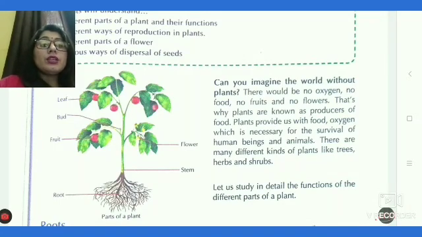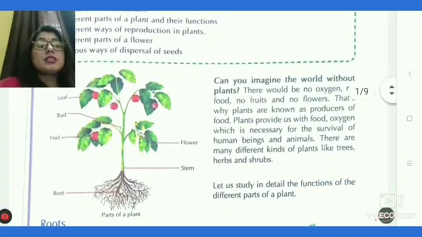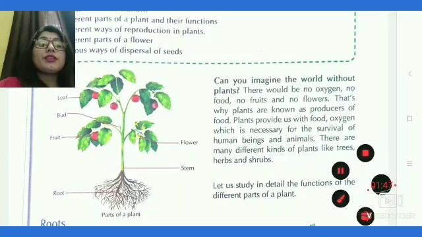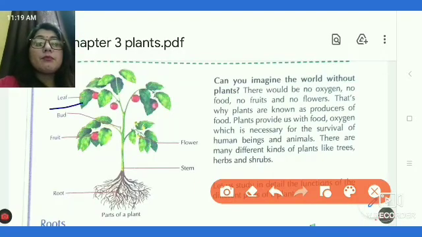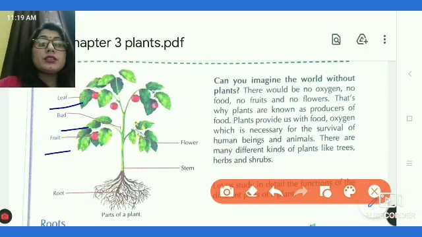So here we go. Let us study in detail the functions of the different parts of a plant. Here dear children, you can see in this picture there are different parts of a plant. You will see here this is leaf, then bud, fruit, root, stem, flower.